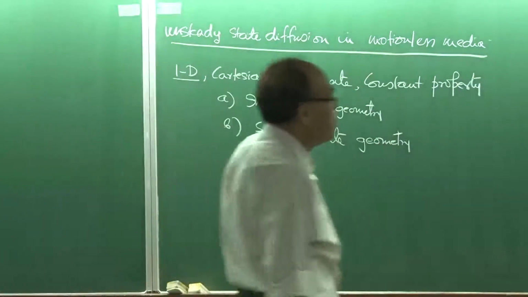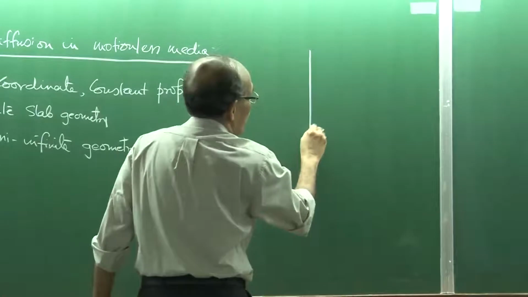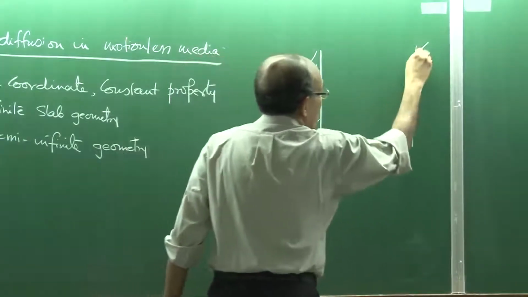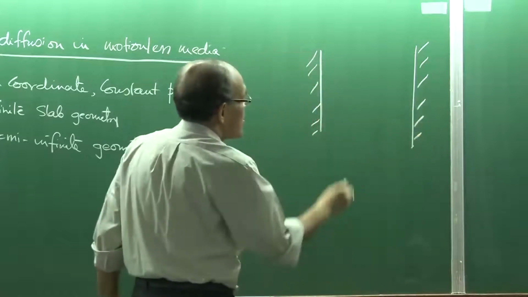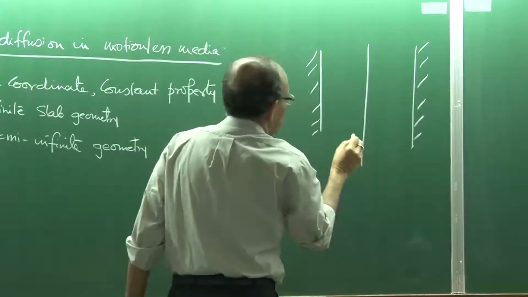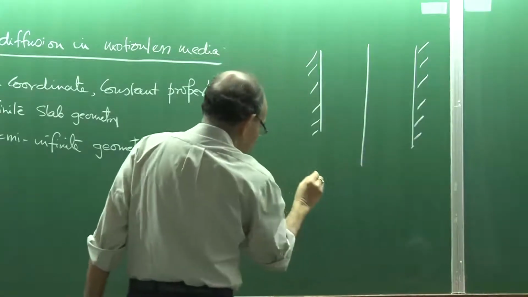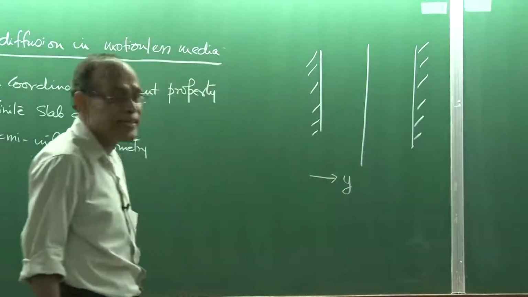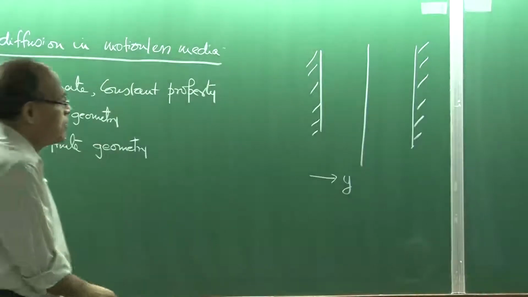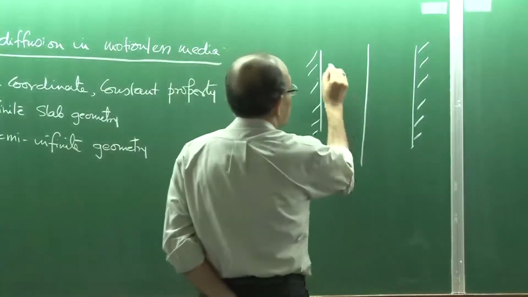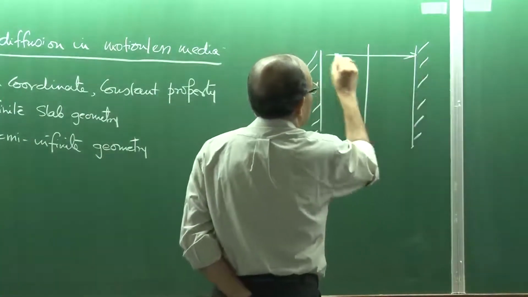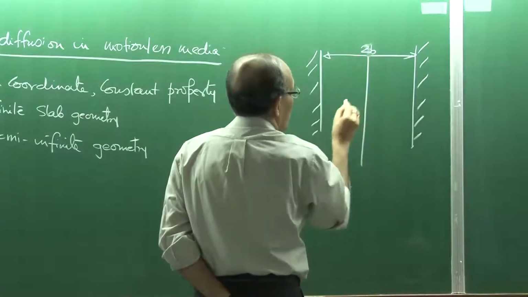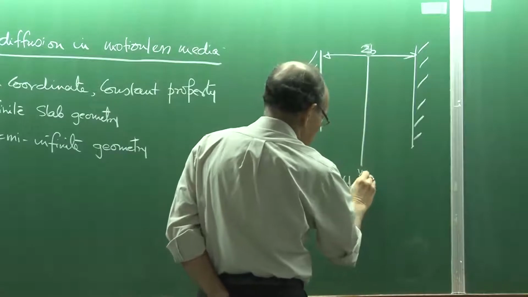So, the slab, basically the same type of geometry we are going to use. This is the slab and this is the direction in which the diffusion is taking place. Let us represent this by y. And this is the thickness of the slab, this is 2b, and this is y equal to 0.